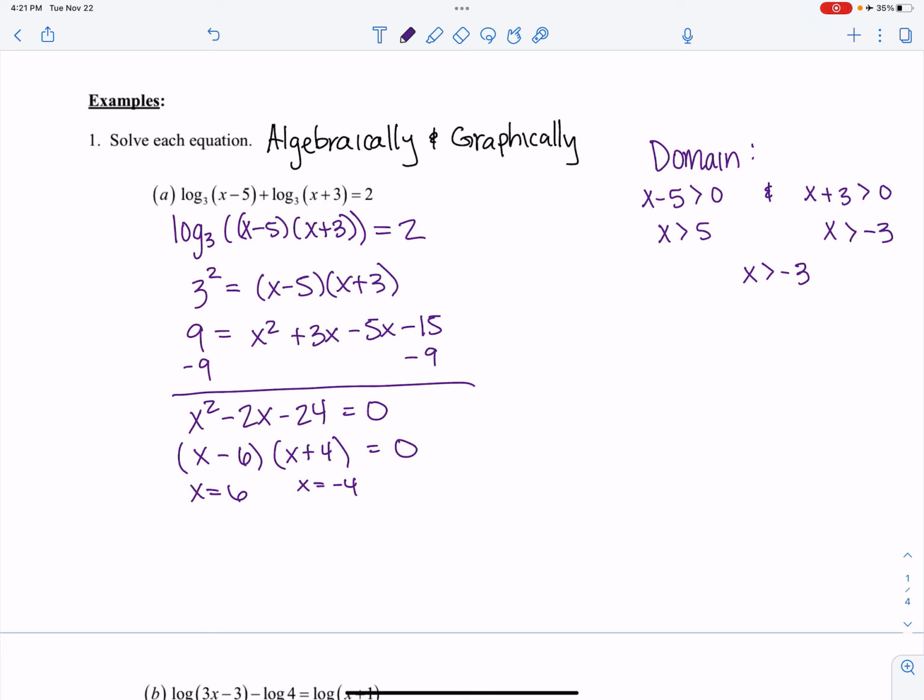Now, why did we look up the domain? And this is the exact reason why. We have two x values, and looky there. This one is not in our domain.